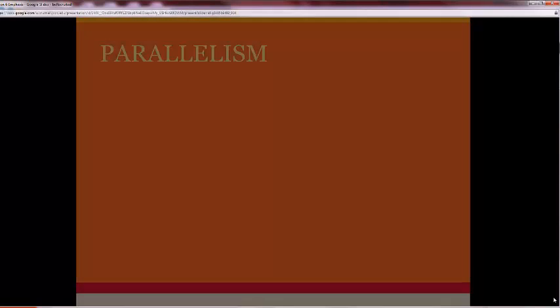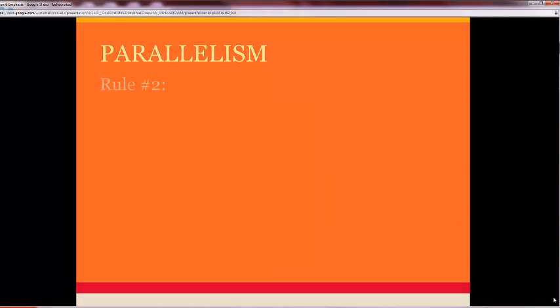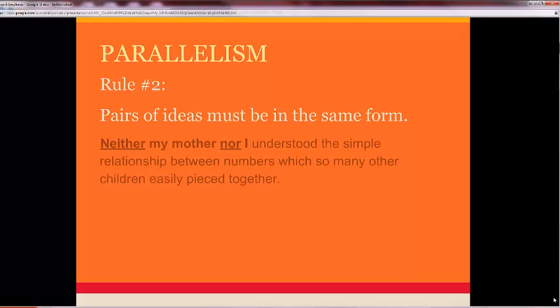Another rule of parallelism is that pairs of ideas need to be parallel. Consequently, parallelism is especially important when you are comparing or contrasting topics, as you are in the assignment for this unit. As a rule of thumb, parallelism is effective whenever you wish to emphasize the relatedness of 2 or more ideas. If I were to compare my mother's math experience to my own, I might write, "Neither my mother nor I understood the simple relationship between numbers which so many other children easily piece together."